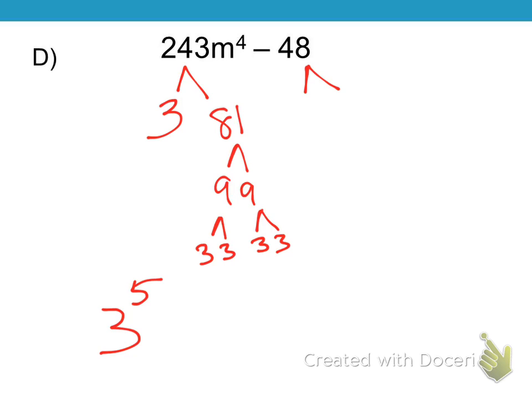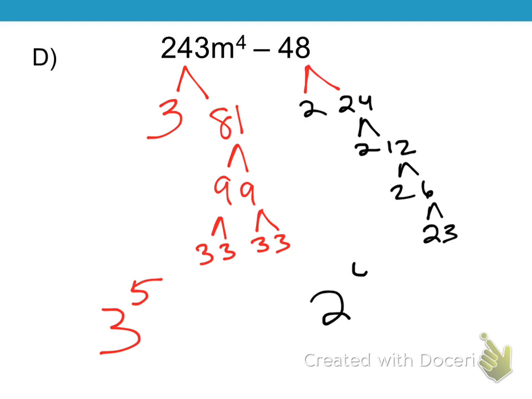Okay. In the back, what, 2 and 24, 2 and 12, 2 and 6, 3 and 3? No, 2 and 3, sorry. I lied. So this one is 2 to the 4th times 3. All right, what do they have in common? 3. Just a 3, 3 to the 1st.